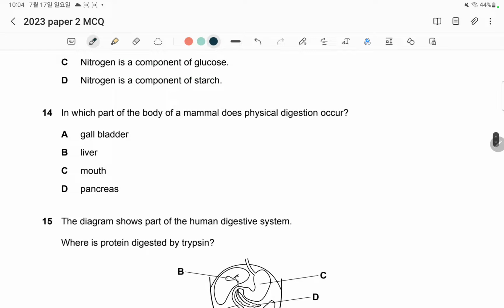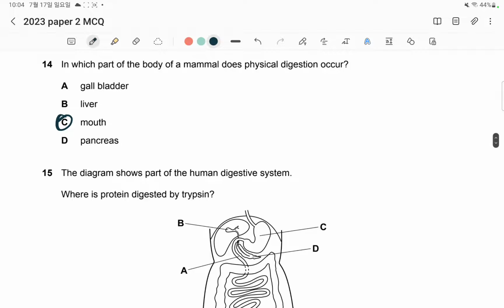In which part of the body of a mammal does physical digestion occur? Number 14, it will be C. Because in the mouth, we have mechanical digestion, where we chew with our teeth to break down food into smaller pieces. But no enzymes are involved during the chewing process. We're grinding it with our teeth, so it's a form of physical digestion.